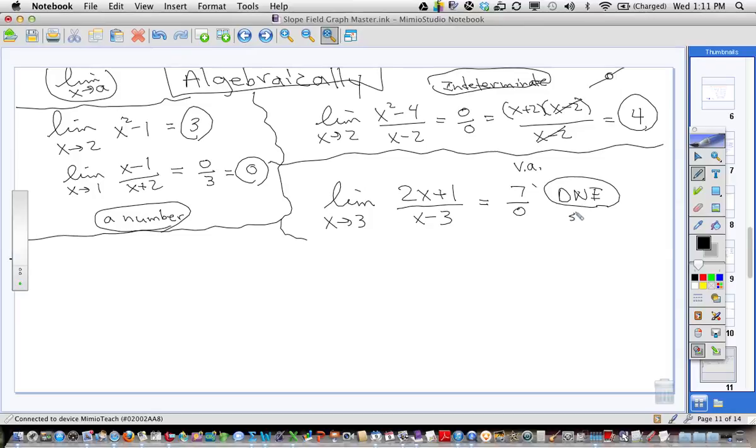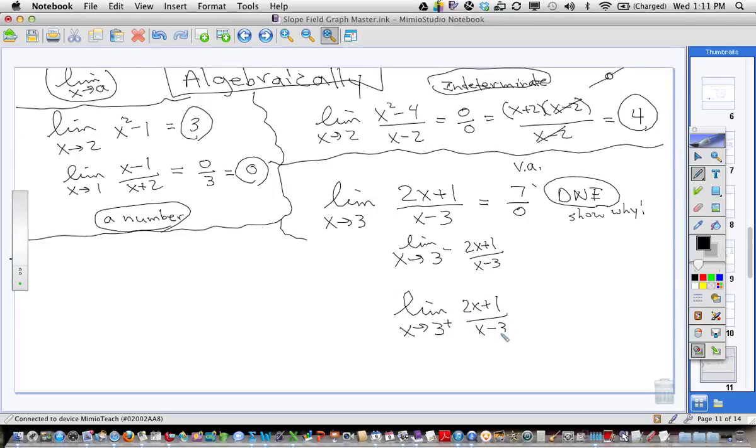Okay, so it says does not exist. We've got to show why the cars don't meet. Well, here's why. Because as x approaches 3 from the left, we're going to get one thing. So I'll go ahead and write it out. You wouldn't have to write all this out, but we're going to do the limit as x approaches 3 from the left, and the limit as x approaches 3 from the right.